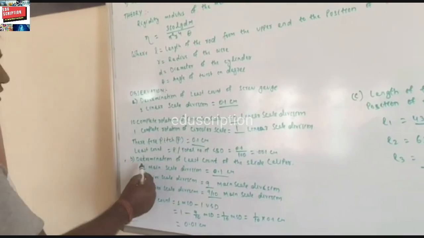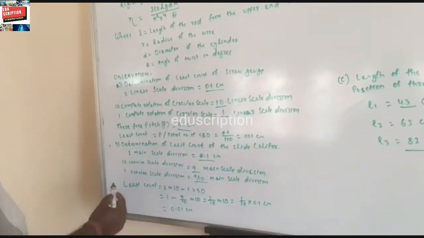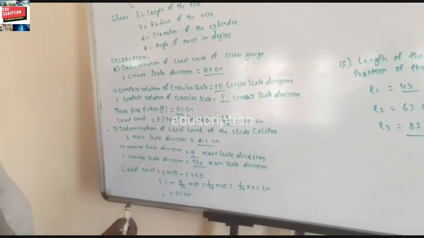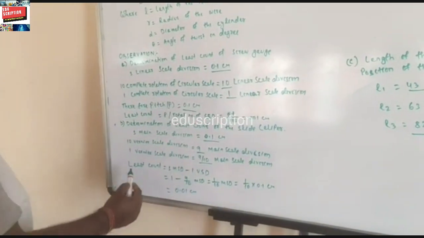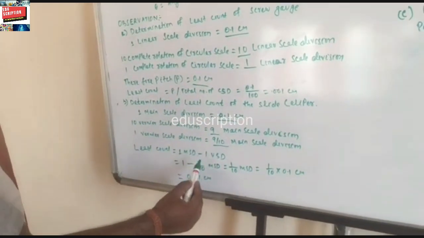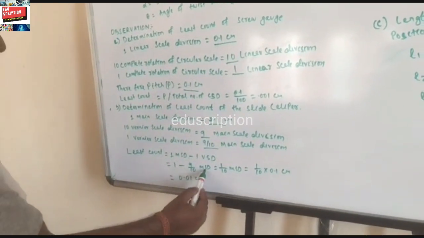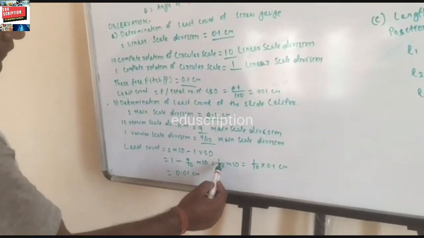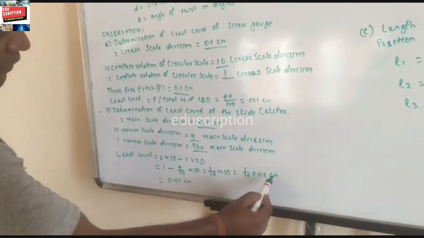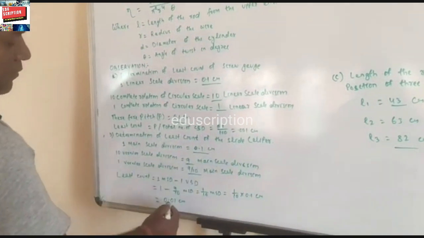The second part is the determination of least count of the slide caliper. 1 main scale division is 0.1 centimeter, and 10 vernier scale divisions are equivalent to 9 main scale divisions. So 1 vernier scale division is 9 by 10 main scale division. Least count is 1 main scale division minus 1 vernier scale division, that is 1 minus 9 by 10 main scale division, which is 1 by 10 main scale division. But 1 main scale division is 0.1 centimeter, so 1 by 10 into 0.1 centimeter is 0.01 centimeter. So the least count of the slide caliper is 0.01 centimeter.